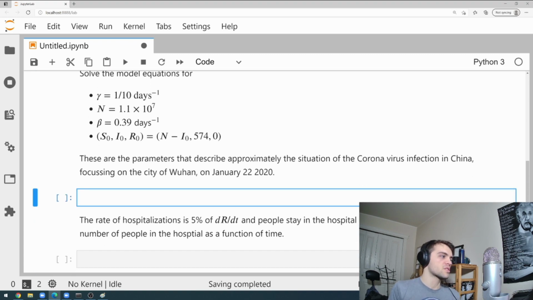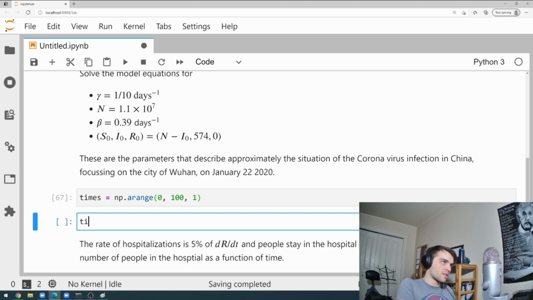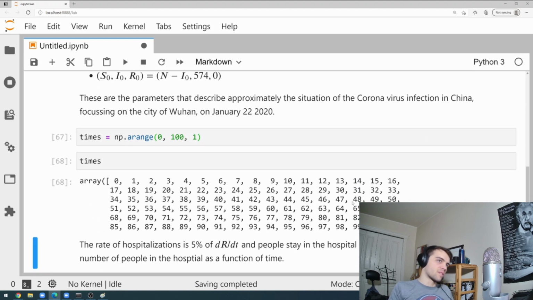So we need to solve this, and we're going to use odeint, which is what we used last time as well. So let's find the times we want to solve this for. I'm going to go 100 days. So if I show this, 0, 1, 2, 3, 4, 5, 6, 7, all the way up to 99 days.